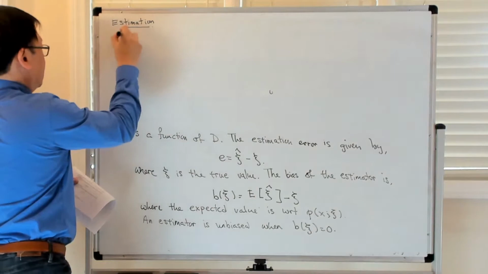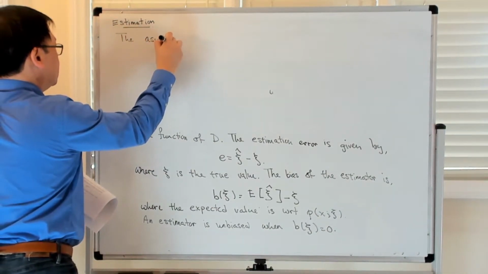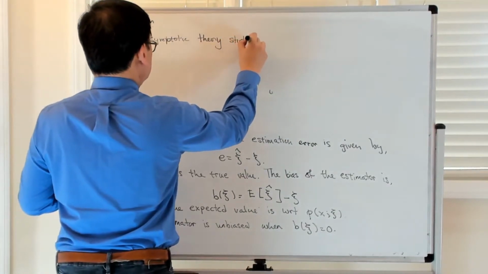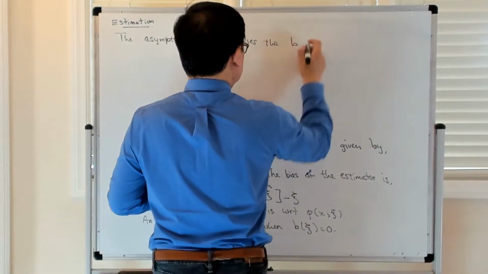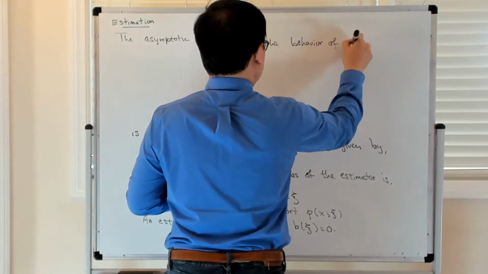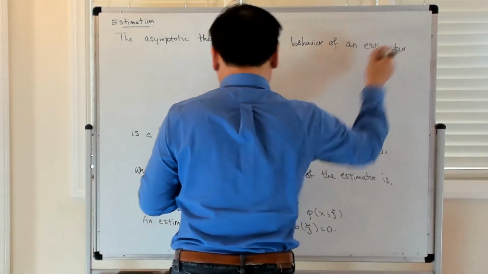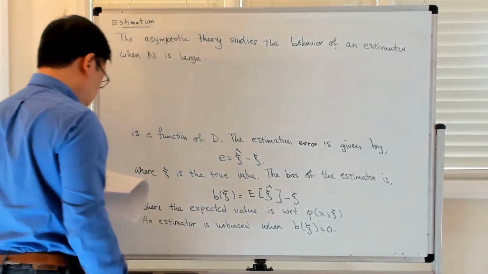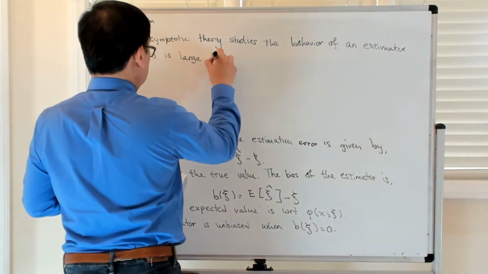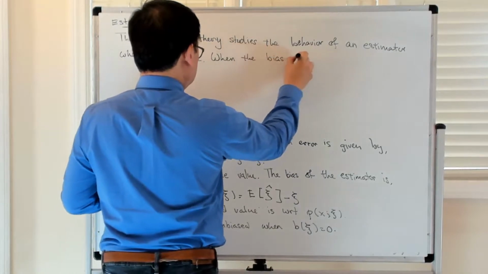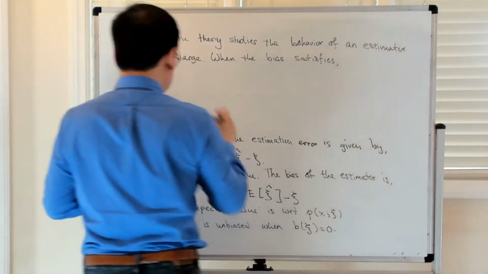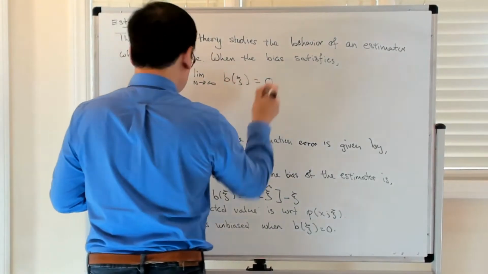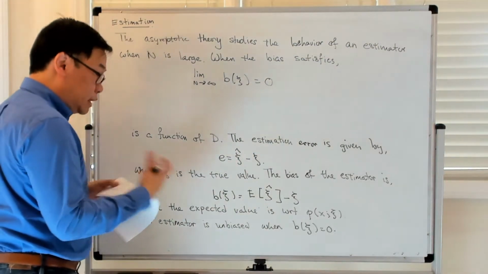Okay, so the asymptotic theory studies the behavior of an estimator when n is large. And so when the bias satisfies the following, that if you take the limit as the number of data points goes to infinity, and the bias of this estimator is zero, then we say that it is asymptotically unbiased, right?